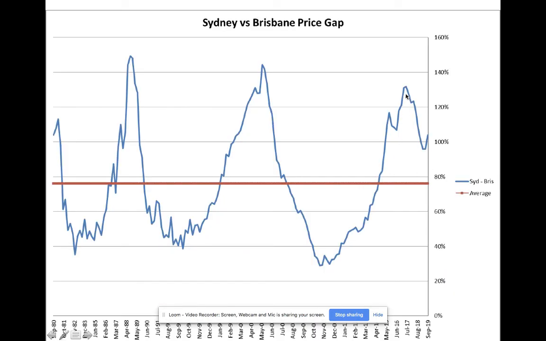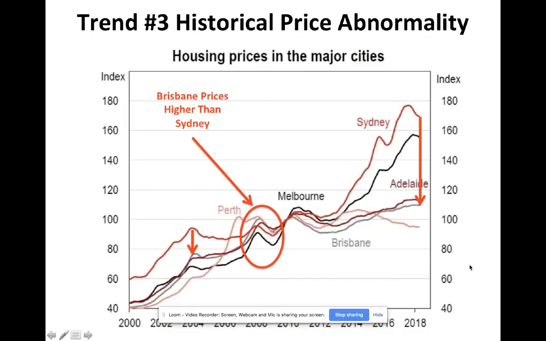So the data here suggests that if this line continues in its current trajectory, and if it winds up somewhere down here, what that will mean is that this grey line here for Brisbane will have to increase, and anyone who's invested in Brisbane during that time will make substantial gains.